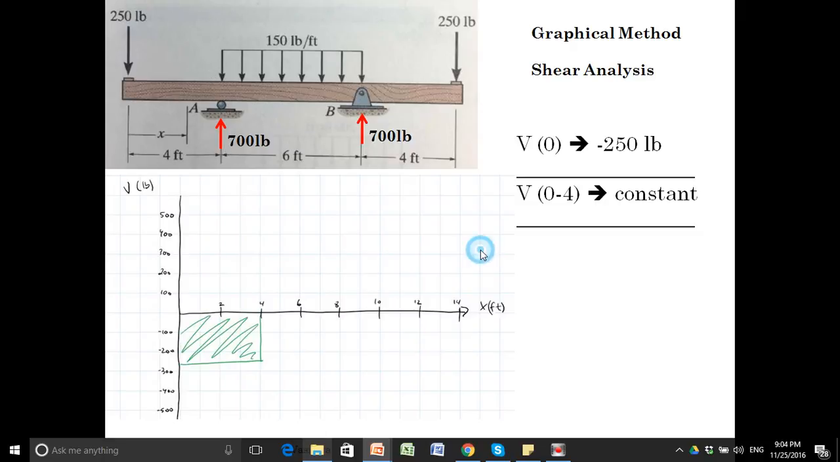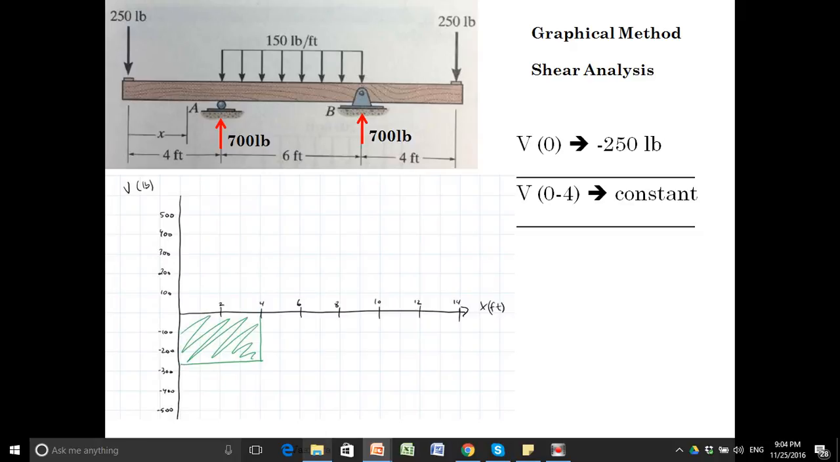So now we're going to move on to finding shear, and we're going to use the graphical method here because it's a lot simpler than the mathematical method. When you start having all of these distributed loads, graphical method is the way to go. Okay, so if we start at point 0, at 0 feet, there's a 250 pound force going downward. So at 0, we're at negative 250.